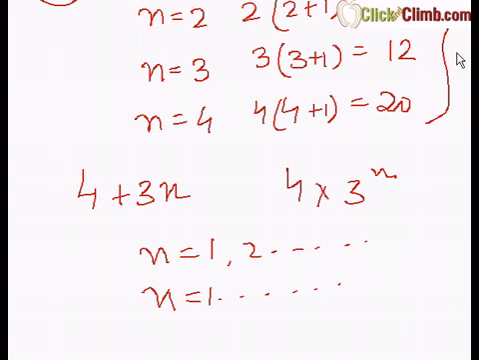So this was all about sequences. We'll be doing more on sequences in the next session.